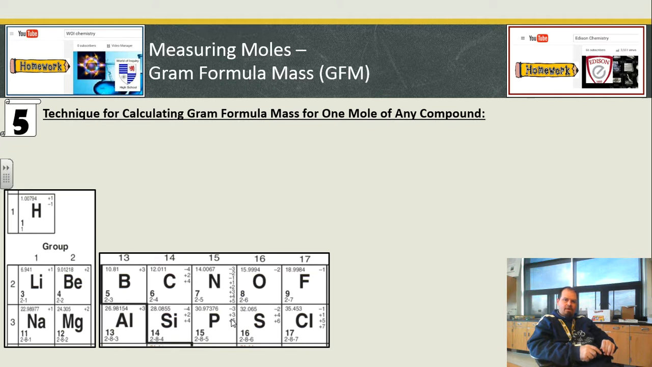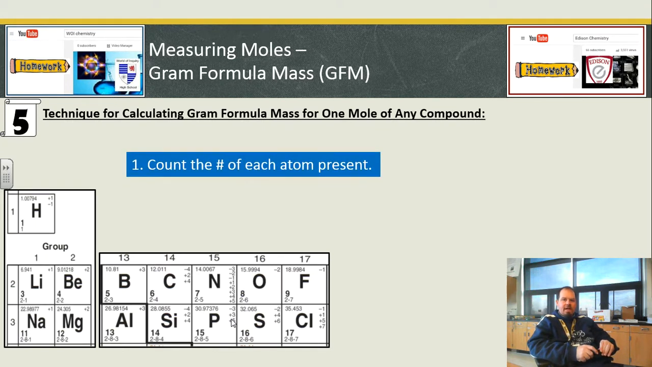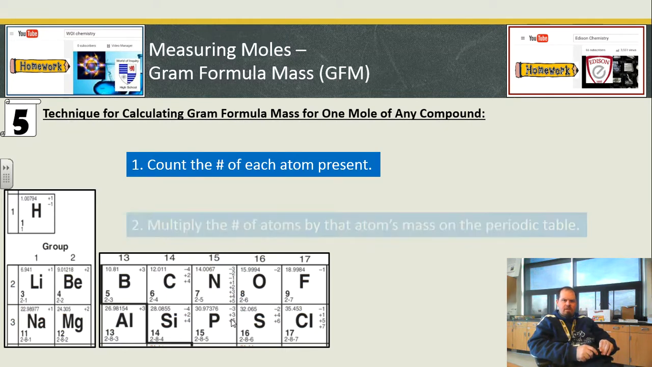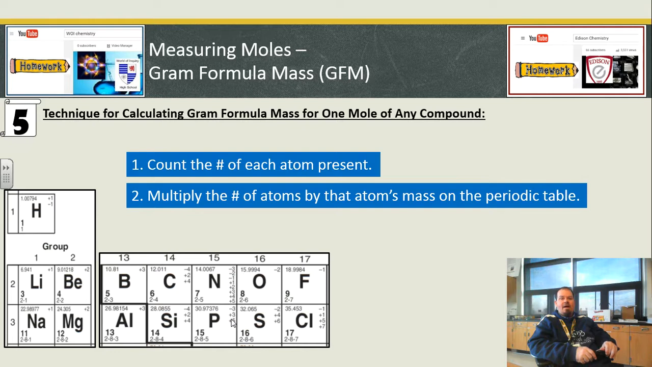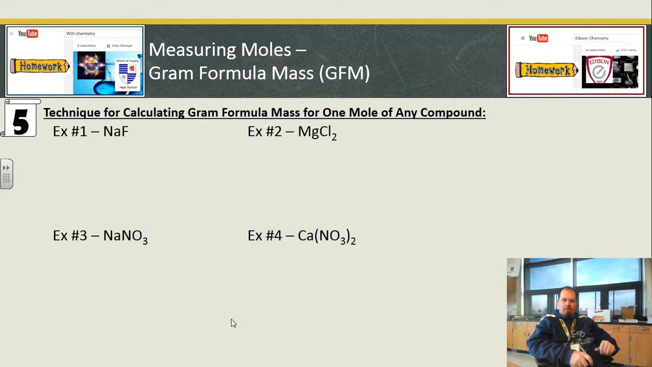So the technique for calculating gram formula mass. Ready? I count the number of each atom present, which we just learned how to do last video. Then I multiply that number of atoms by its mass on the periodic table, and I've included a few of those. And then I add up the total of masses for each of those elements in the compound, and I'm done. That is my number, grams per mole.